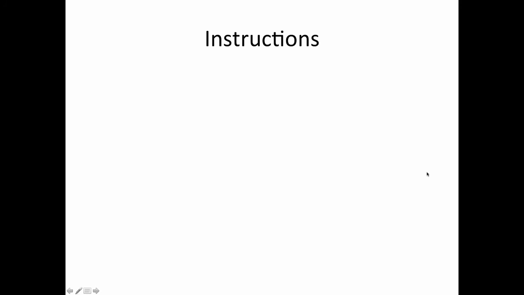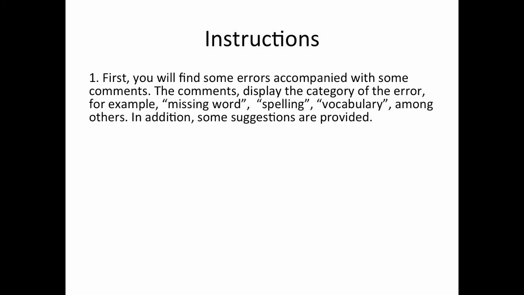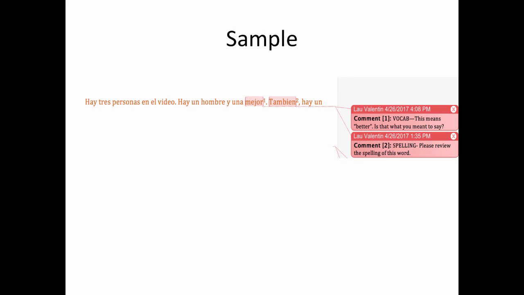So, now time for the instructions. You are about to engage in a revision activity. You will be exposed to a copy of your composition through this video. This version highlights some errors in two different ways. First, you will find some errors accompanied with some comments. The comments display the category of the error. For example, missing word, spelling, vocabulary, among others. In addition, some suggestions have been provided, as you can see it in here.